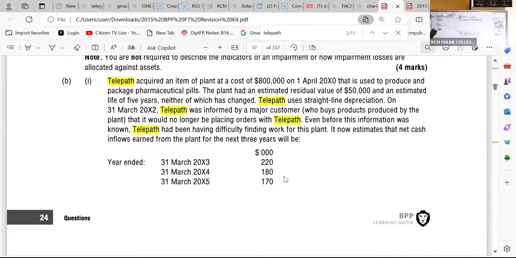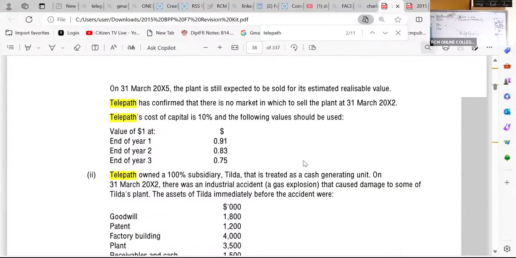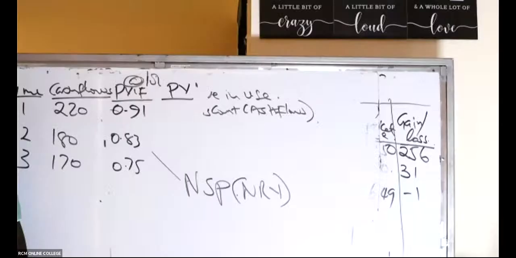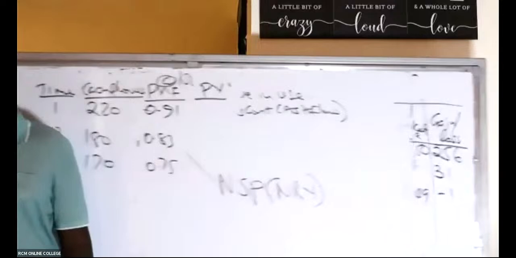So do we use the figures given here or do we calculate ourselves? What do you think would be the better thing to do? I think for simplicity purposes, let's just adopt the figures given by the examiner. They're here: 0.91, 0.83, and then we have 0.75. So then move forward and give me the present values. Is there somebody who is able to give me these present values first? Let's use the values given first.